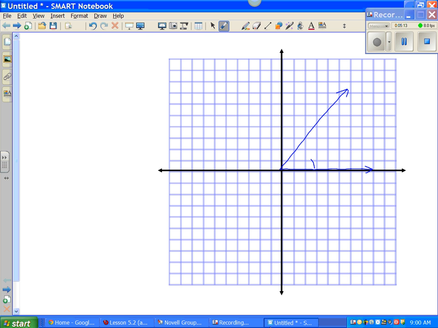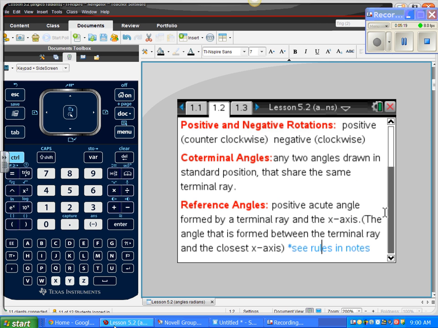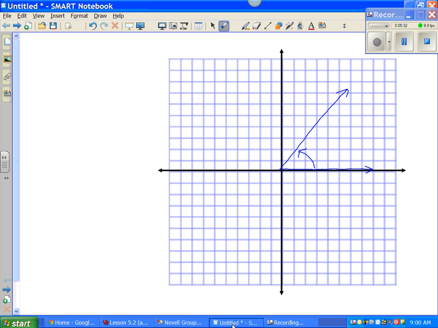Okay, like this. Coterminal angles are any two angles drawn in standard position. So again, their initial ray is where? On the x-axis, vertex at the origin. They have to share the same terminal ray. Okay, so that's the requirement. Same initial ray, same terminal ray.